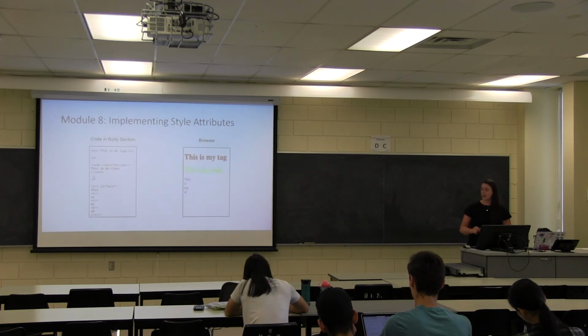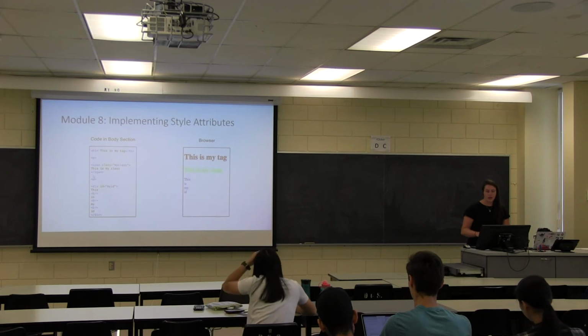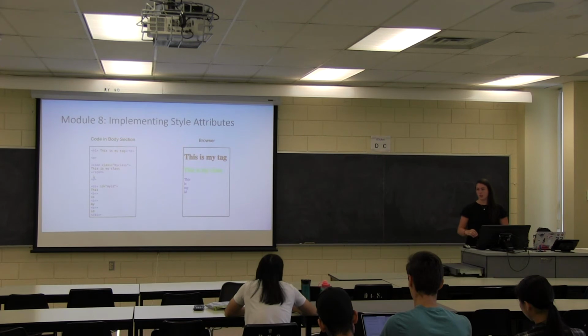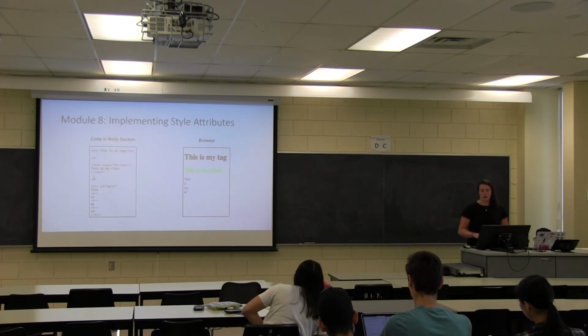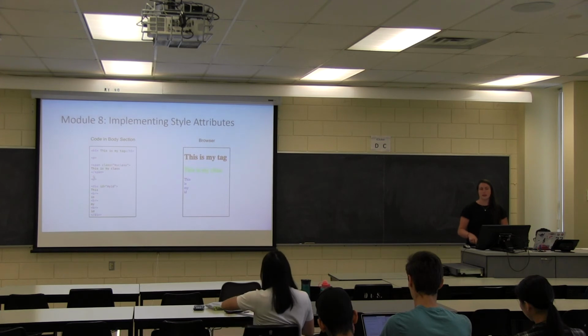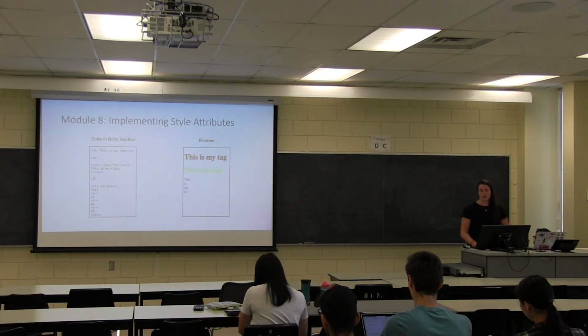So on this slide, you can see this is what the style from the previous slide would look like when applied. So the header has the largest font size, and it's been changed to color red. The class has a medium font size, and it's been changed to the color green. And the ID has the smallest font size, and it's been changed to the color blue. So those are just three different ways that you can apply style to your web page.